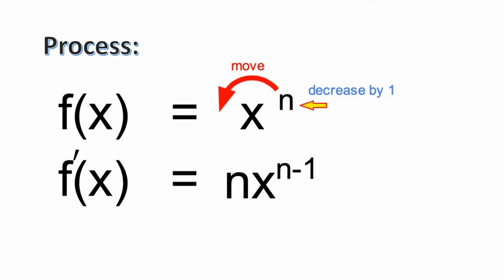Now sometime the function can be given or written in form of f(x). So the same thing you will apply on the other side, and the function you will mention as f dash x. Let's see example number 1.